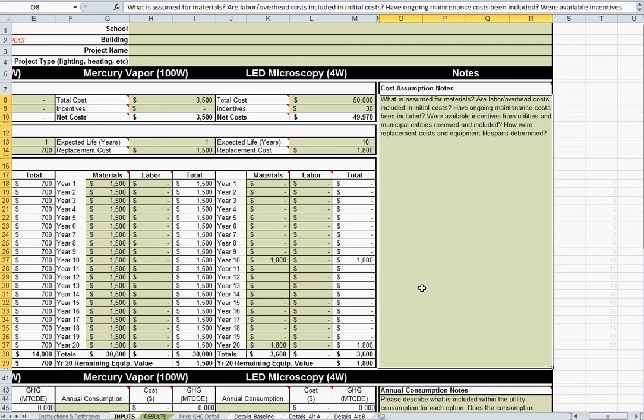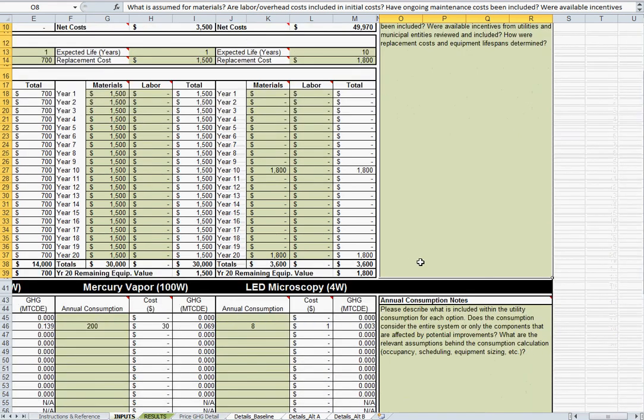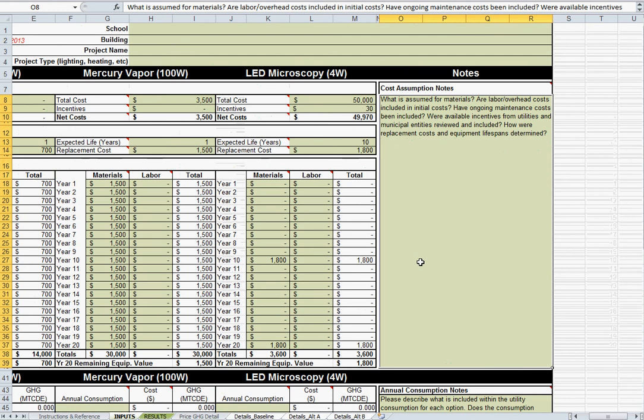So, has labor been included? If we're providing new gas service for a boiler, well, did you include those trenching costs to get the gas line out there, or are we just looking at the boiler replacement? So it allows us to start asking smart questions about what's behind the numbers to make sure we're getting a really accurate picture. So we strongly encourage anyone using this.